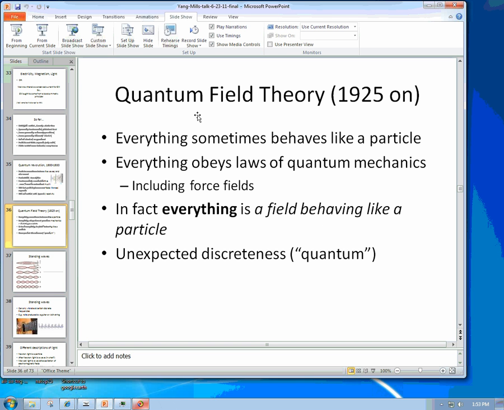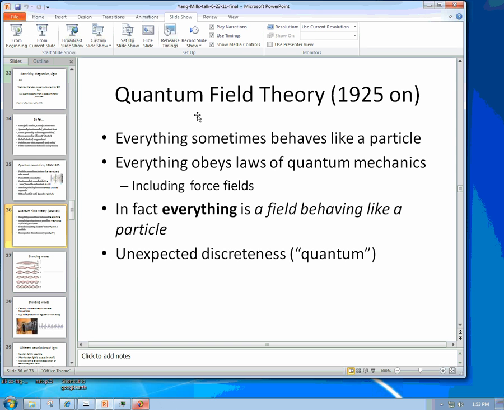So in parallel with the final development of non-relativistic quantum theory, quantum field theory started being developed, and that was the relativistic version. And the pretty quick predictions of that were that everything sometimes behaves like a particle. Everything, even fields, even force fields. Everything obeys the laws of quantum mechanics, including the force field. In fact, everything is a field behaving like a particle.